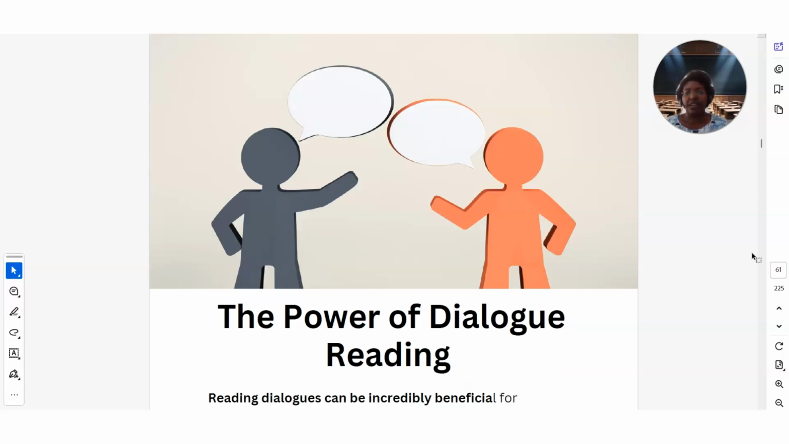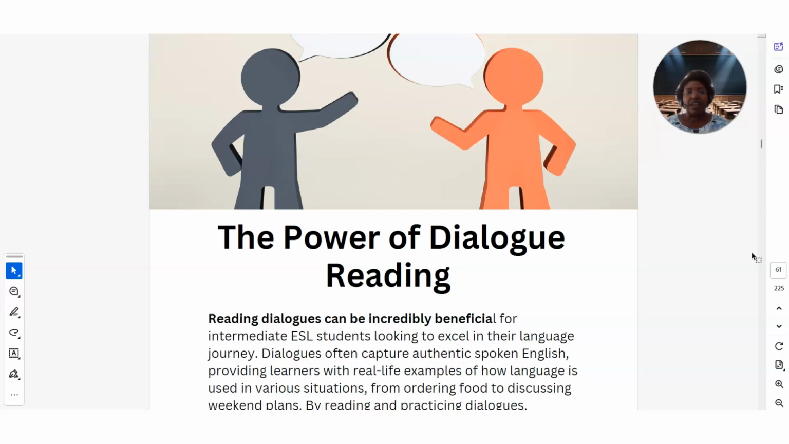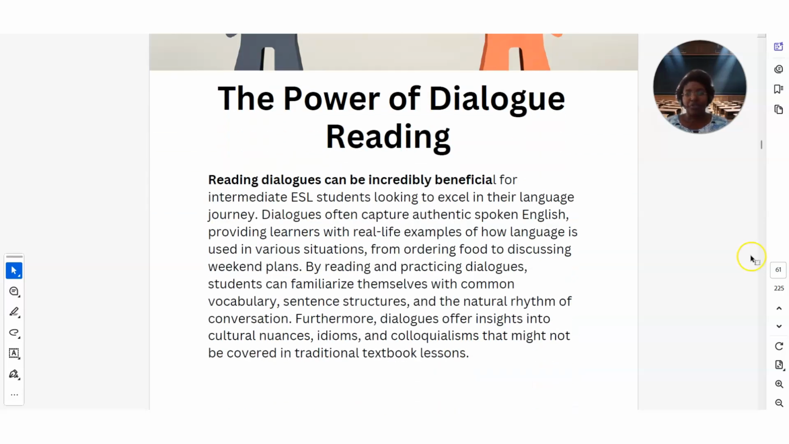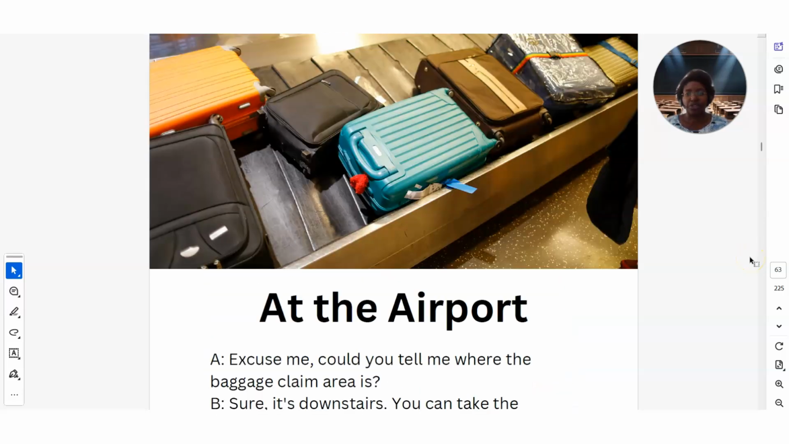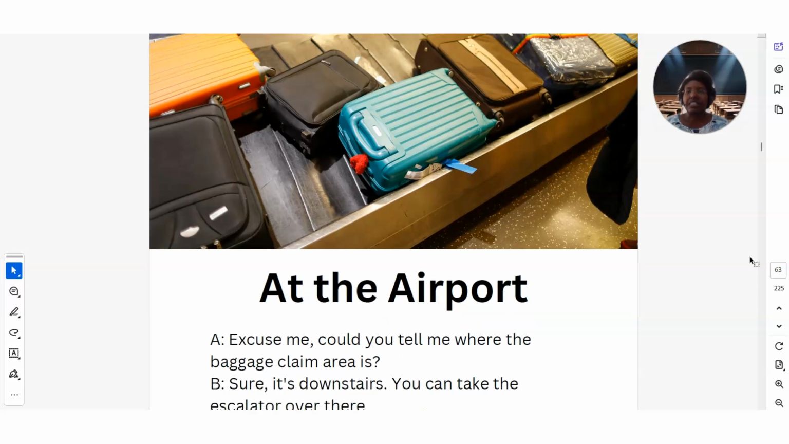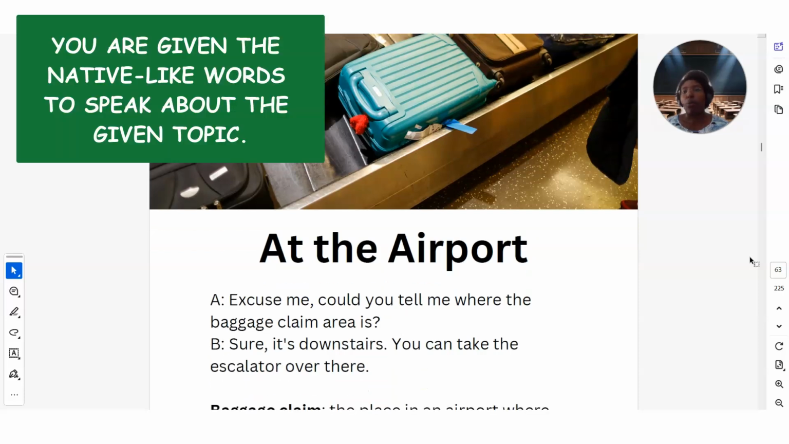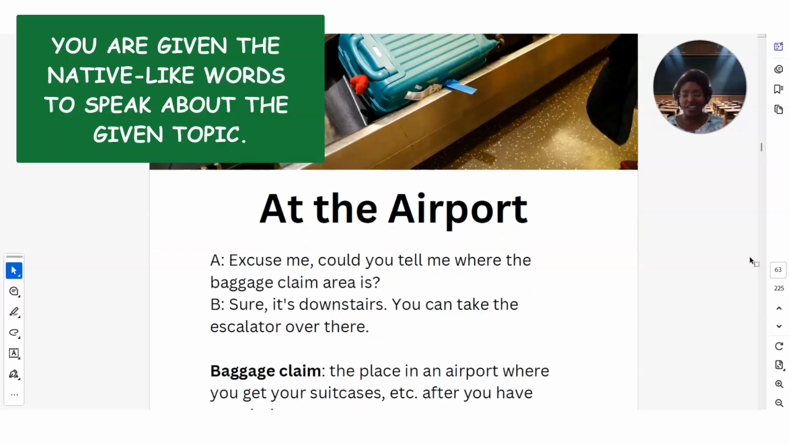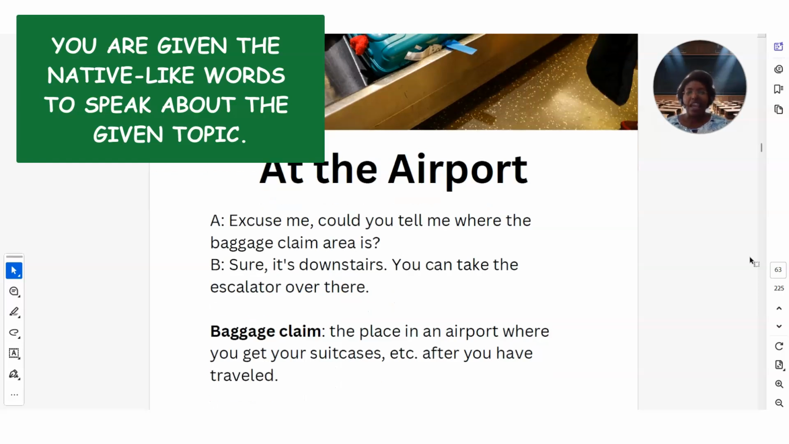So let's talk about dialogues. The power of dialogue reading. So if you have the book, you can read through the introduction. So this is an example of a short dialogue. So the first one here is at the airport. There are 100 of these short dialogues. So there's 100 different common situations we'll put you in. And check the vocabulary. See how a native puts their words together.